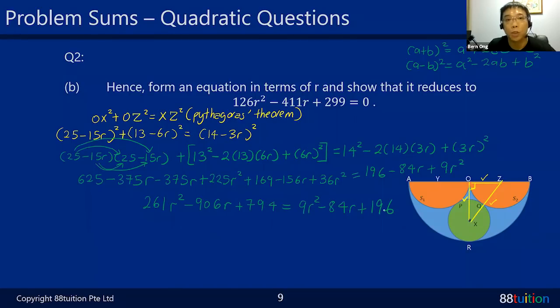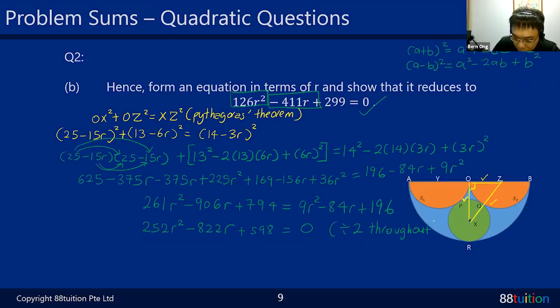Are we getting there? Let's hope so. Persevere somehow. Come on. So you bring everything to the left-hand side. 261 minus 9 will give you 252r squared. They want 126, so I think we must divide by 2 later. Minus 906r, minus 84r you bring across is plus 84, giving you minus 822r. 822 divided by 2 is 411. Then 794 minus 196 is plus 598, equal to 0. In order to show this equation, you can tell your teacher divide by 2 throughout.